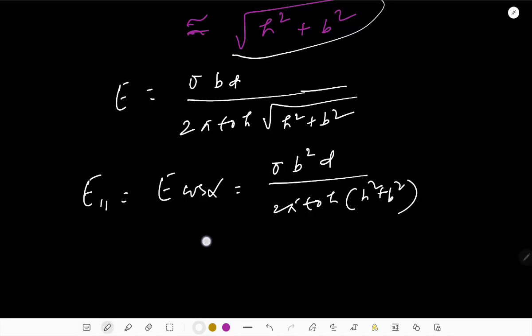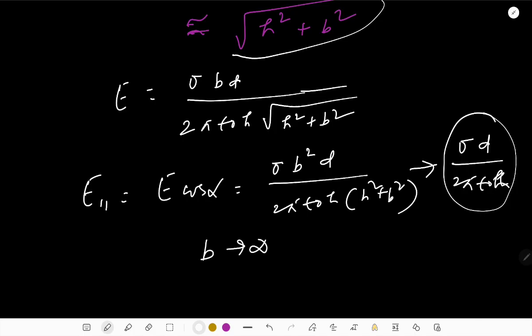Now you can use B tends to infinity and divide by B square. Both the numerator and denominator can be divided by B square, and you will get the result that will be sigma D by 2 pi epsilon naught H. And I guess this is the required electric field there at point M.